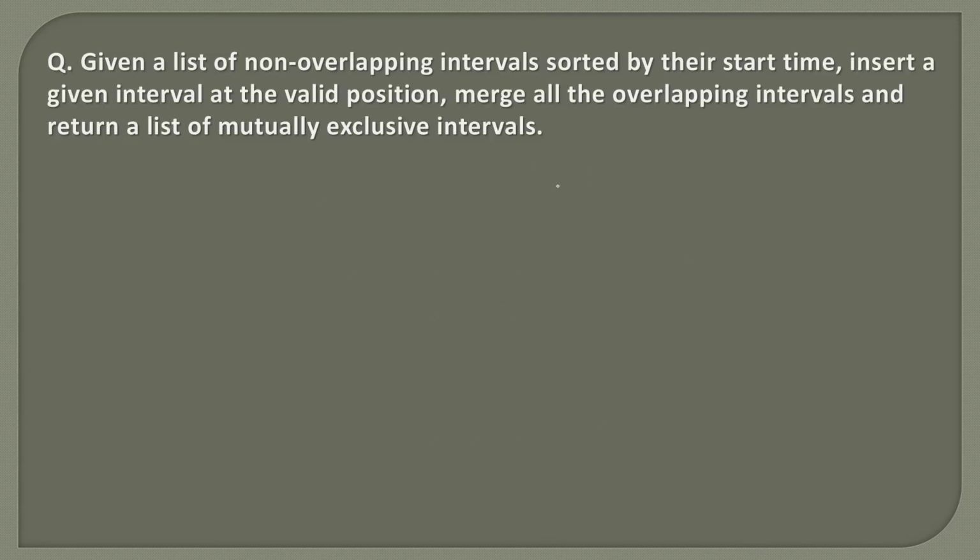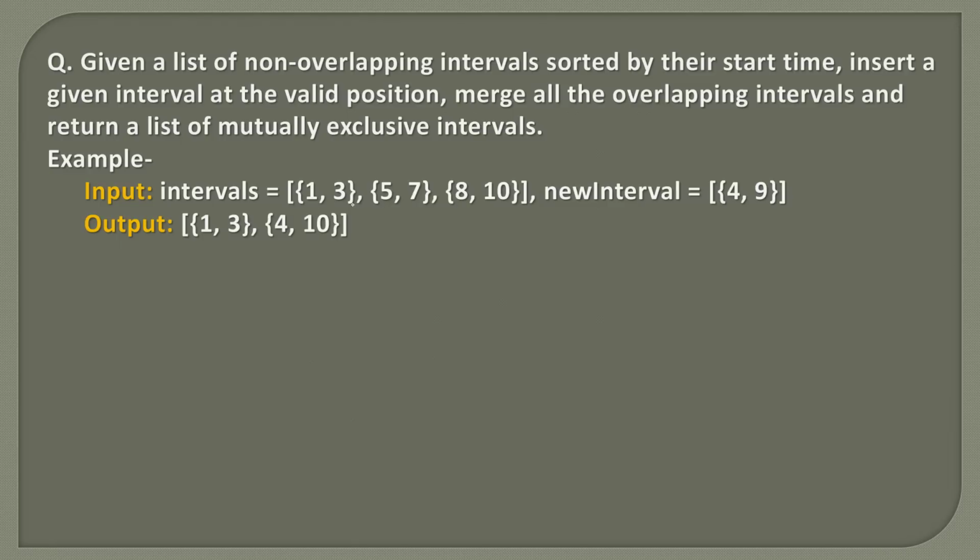So let's see an example. Let's say we are given this list of intervals: 1, 3, 5, 7, 8, 10. Now they are non-overlapping and sorted by their start time. And let's say we are given this new interval 4, 9. Our task is to insert this 4, 9 into this list in such a way that if this new interval overlaps with any of the intervals given in this list, we have to merge it with the new interval and return back a list of mutually exclusive intervals. So the output is 1, 3 and 4, 10.